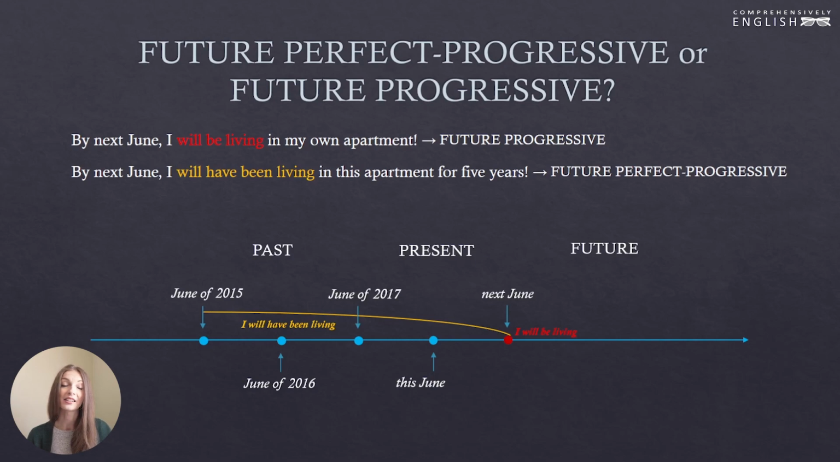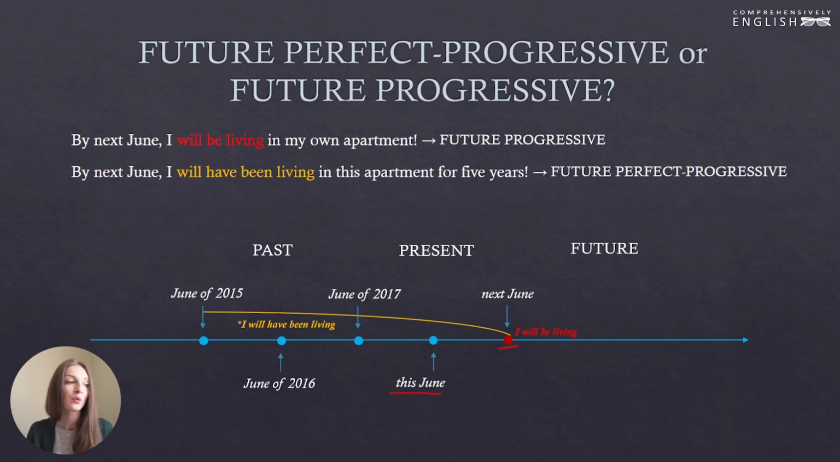The things that the speaker wants to express are absolutely different. The first sentence only speaks about this particular moment, next June. The second sentence tells us about the preceding period of time. Pay attention to the timeline here. We are now here. It's June now. We say next June or by next June. At this moment on the timeline, we will be living in our own apartment. All that we are interested in here with this future progressive tense is only this moment.